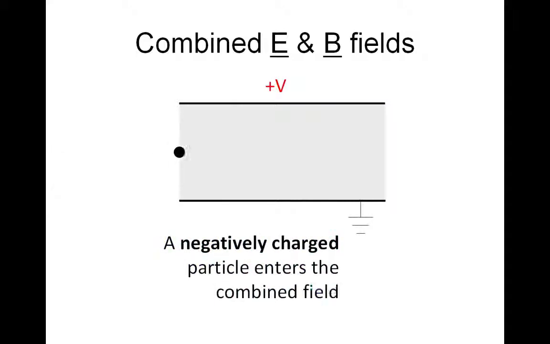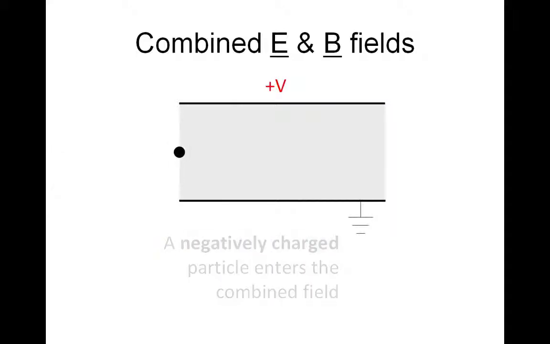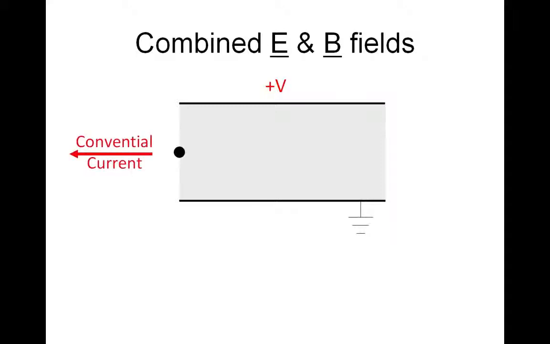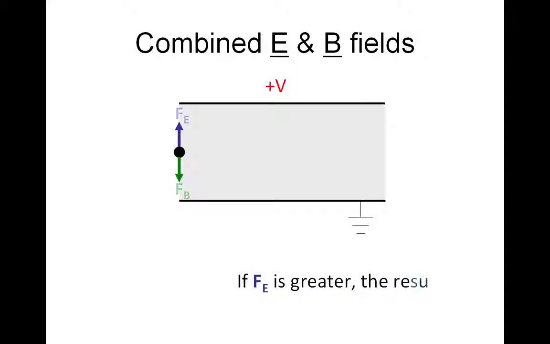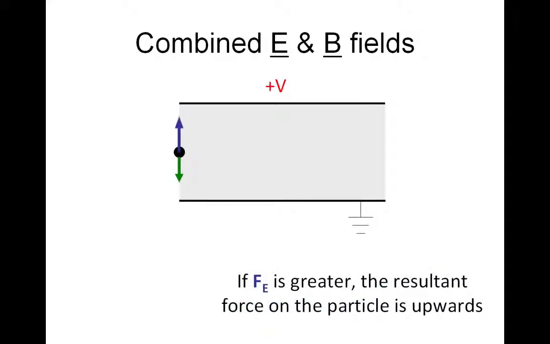Here's our negatively charged particle. It enters the combined field. Because it's negative, conventional current is to the left, and using Fleming's left-hand rule, that gives us a magnetic force downwards in this case. The electric force, because it's a negatively charged particle, is upwards. So if we have the electric force greater than the magnetic force, the particle will move upwards as it moves to the right.